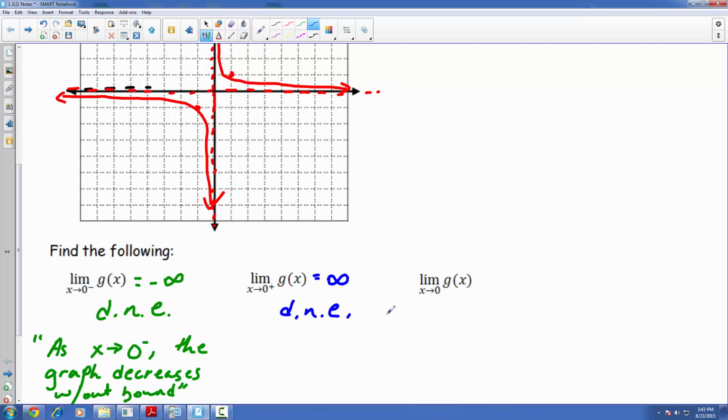Now, since the limit as x approaches 0 from the left side is going down to negative infinity, it does not match what happens going to the right, because that is positive infinity. Then the limit as you approach 0 is just going to not exist altogether. We can't even say if it's going to positive or negative infinity. All right. So again, that is the warm-up for our 1.3 number 2 set of notes.